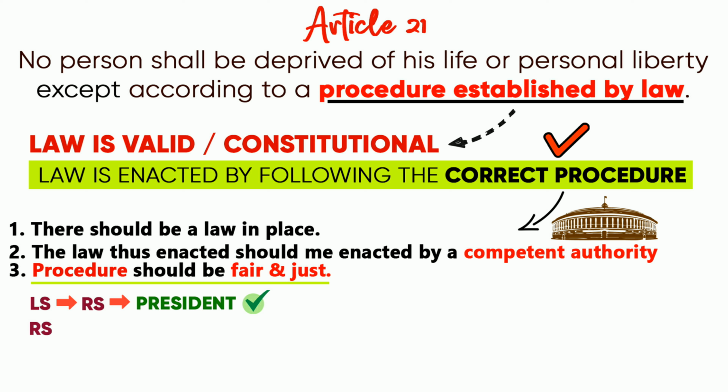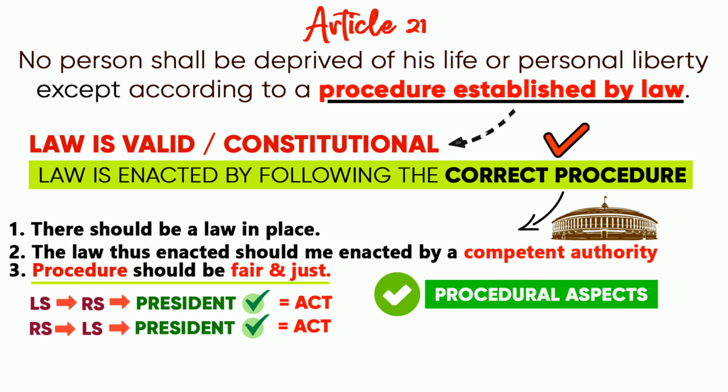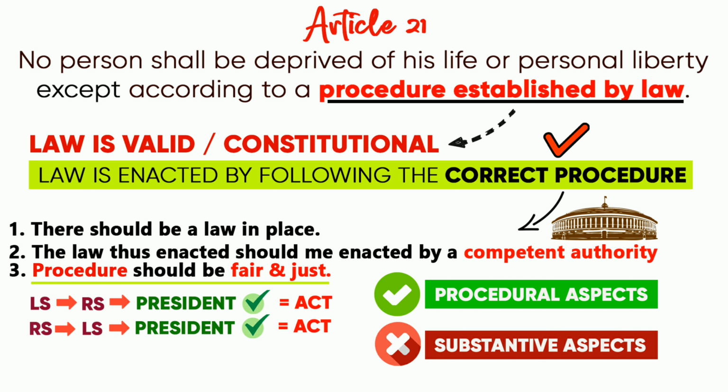The same holds true for a bill which is first introduced in the Rajya Sabha. After getting passed by the first house, it should be passed to the second house, and if Lok Sabha also passes the bill, it should be passed to the President for his assent, and if the President gives his assent, the bill becomes an act. So, the laws which have been enacted by following the correct procedure are considered fair and just in their procedure. Thus, the concept of procedure established by law is bothered only about the procedural aspects of a law. It does not consider the substantive aspects of that law.